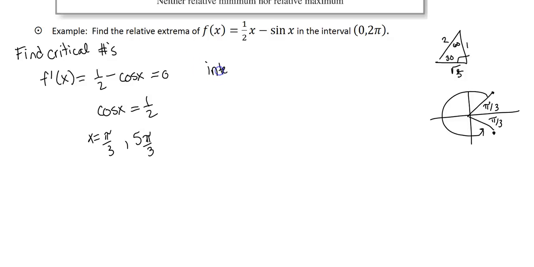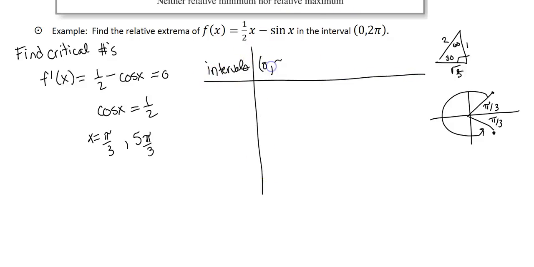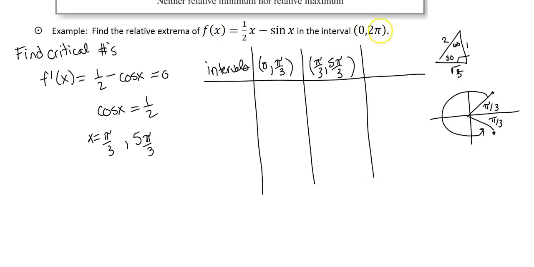So if I set up intervals, I'm just going from 0 to 2 pi, so I would have from 0 to pi over 3, from pi over 3 to 5 pi over 3, and from 5 pi over 3 to 2 pi. So I still need to pick test points.